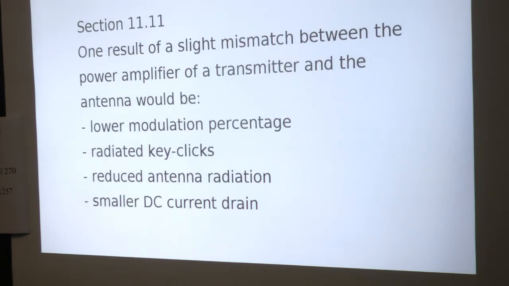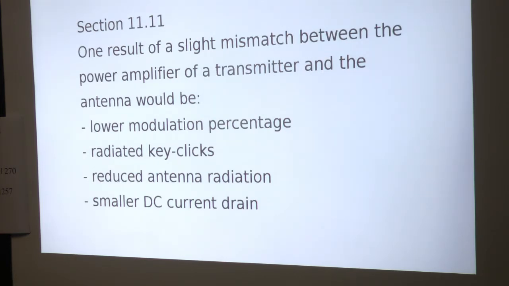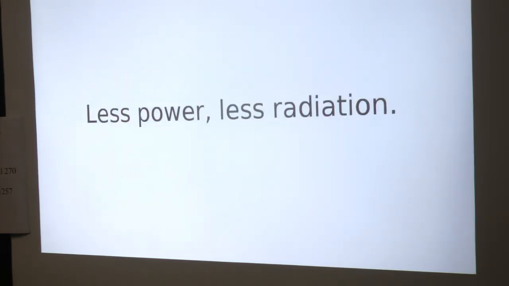So that's some of the interesting things. Some of the questions overlap different sections. If we go back, you can see section 7.8, which was last week. Section 11.11: one result of a slight mismatch between the power amplifier of a transmitter and the antenna would be reduced antenna radiation. Less power, less radiation.